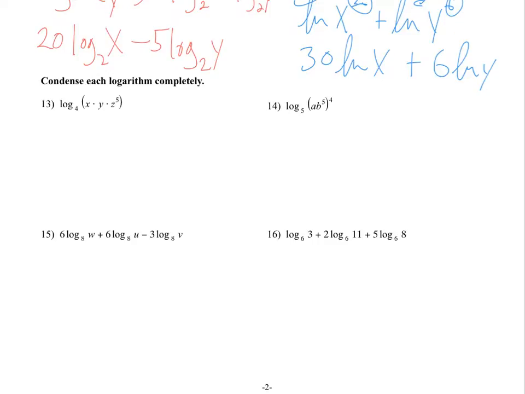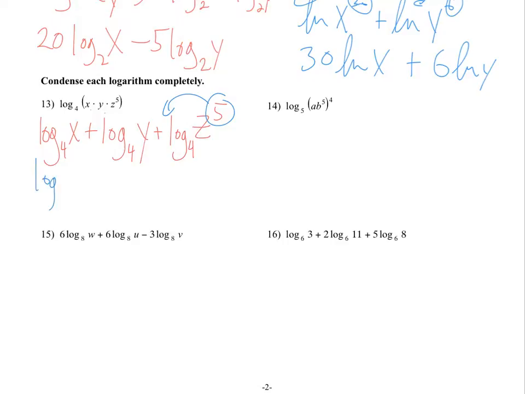And again, the instructions are all messed up, so these first two are expanding, and the next two are condensing. Since I don't have a power on the outside, what I might do is separate this by the multiplication pieces first. So we get log base 4 of x plus log base 4 of y plus log base 4 of z to the 5th. Only thing I can do is bring that 5 down front. So we get log base 4 of x plus log base 4 of y plus 5 log base 4 of z.